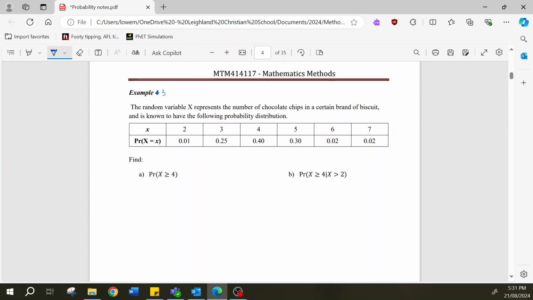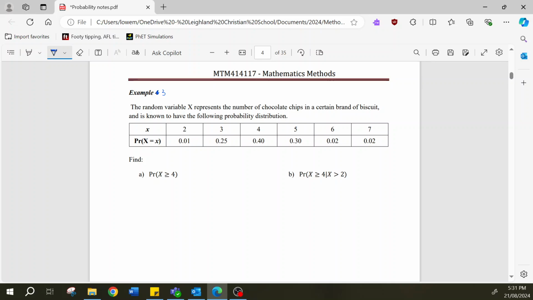Example 3. So we're looking at the random variable x here, representing the number of chocolate chips in a certain brand of biscuit, and is known to have the following probability distribution. So the number of chocolate chips range from 2 through to 7, and we're going to see here the most likely is 4.